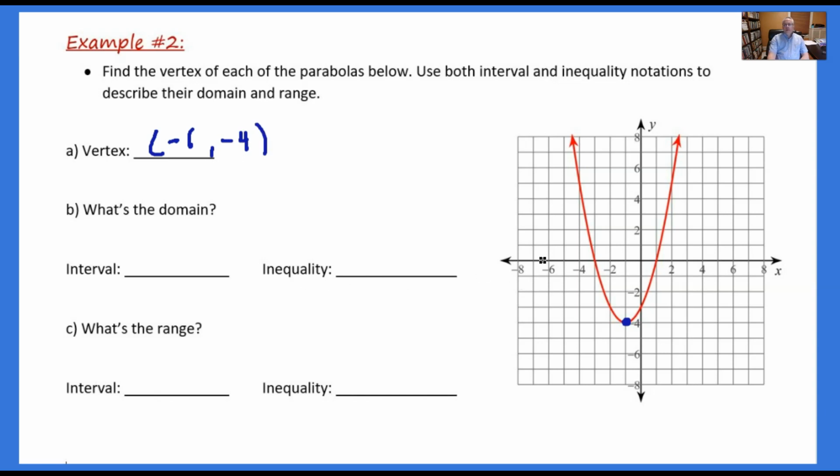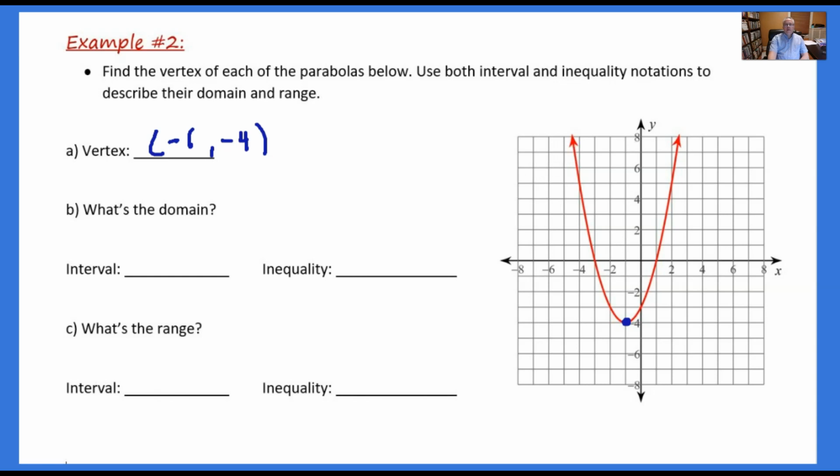Vertex is important because later when we're making graphs of these, it's important to know where the vertex is, and that helps us draw a graph really quickly. All right, what's the domain? Well, we went over this. This is not a new topic, but maybe we need a reminder.